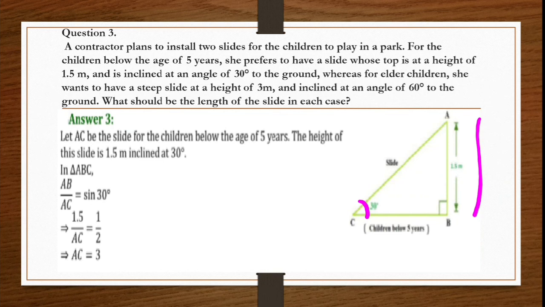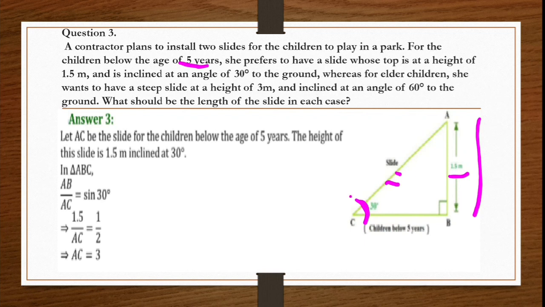So first of all we will discuss the first case, that means the children below the age 5 years. Okay, so in this case the distance of the slide from the ground is 1.5 meter and it makes an angle 30 degree to the ground. We have to find what is the length of the slide. That means you have to find the value of AC.